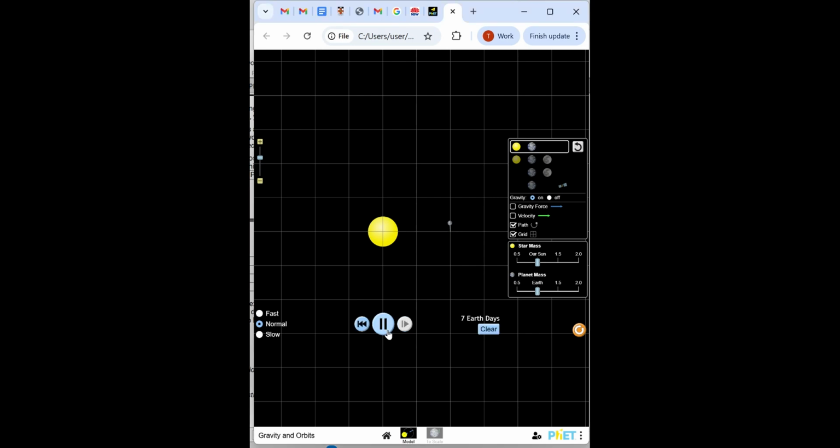So I've got the sun-planet orbit running. Now, this relates to Kepler's first law, which states that planets orbit the sun in elliptical orbits with the sun at one focus. Kepler's second law says that a line joining a planet and the sun sweeps out equal areas in equal times, meaning planets move faster when closer to the sun. Kepler's third law relates orbital period to orbital distance, showing that planets further from the sun take longer to complete an orbit.